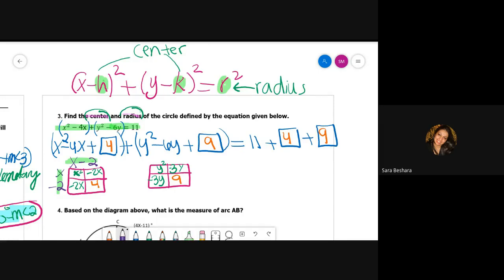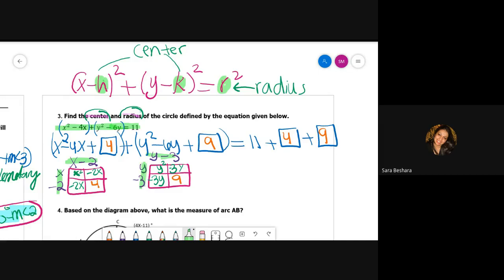Now, we do the same thing for y. So between y squared and negative 3y is y. Negative 3y and 9 is negative 3. Same thing if you do it across. And again, and again. These must be the same factor. If they are not, you've done something wrong.